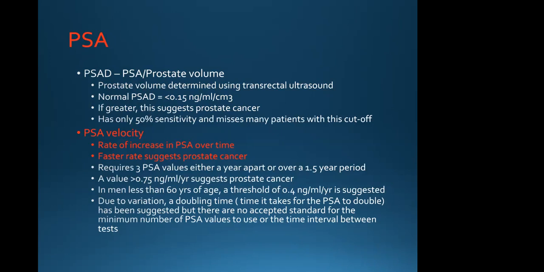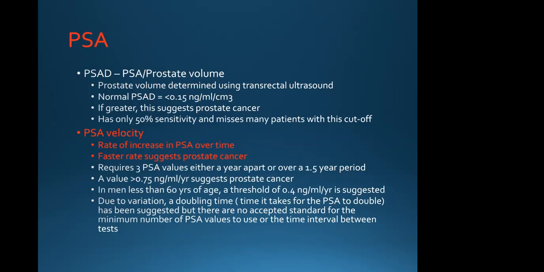So what they do is they basically have to take 3 PSA values, and these are about a year apart, or at least over a 1.5 year period. So if these PSA values exceed 0.75 nanograms per mil per year, notice that's a rate change, that suggests there's a prostate cancer, that something is growing. What they suggest, if you're less than 60 years of age, is using a threshold of about 0.4 nanograms per mil per year.